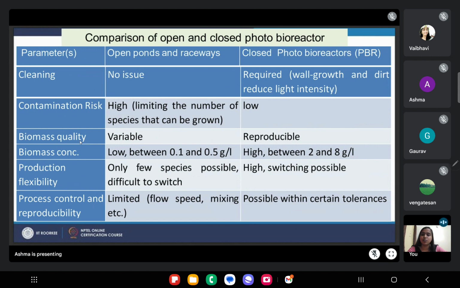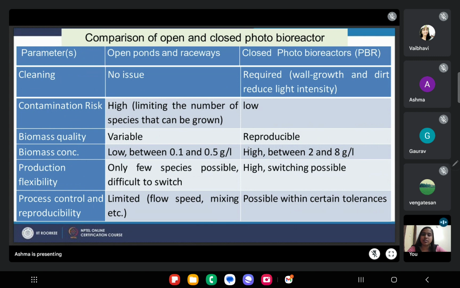Next is biomass quality. Since in the open system we do not have that much control, the biomass quality may be variable. But for the closed system, we can control the conditions very well. So the algae produced will be of very high quality, and whatever properties we want from the algae can be produced in the closed photobioreactors.